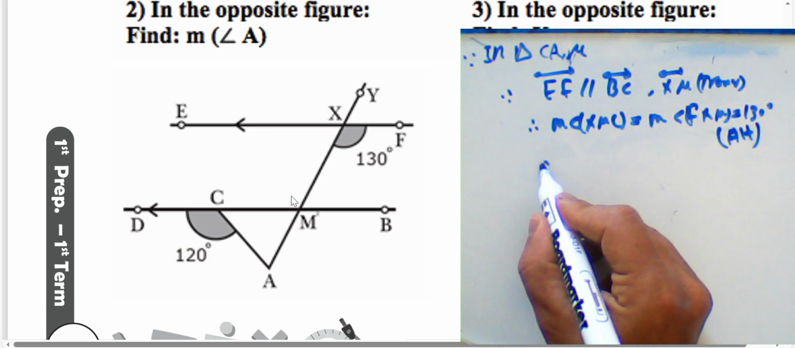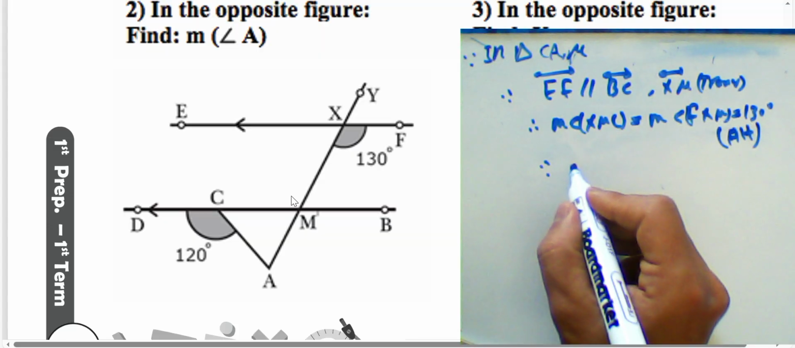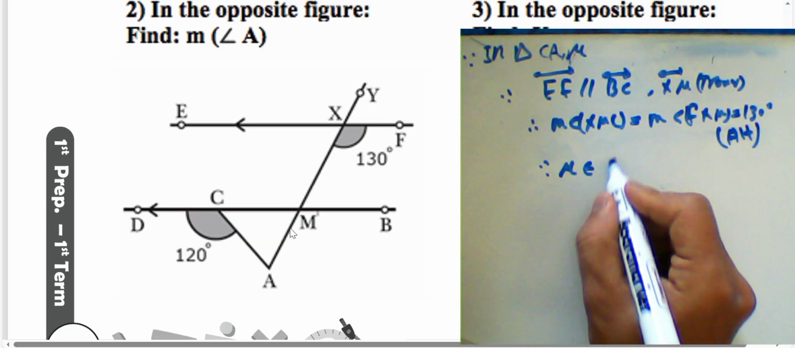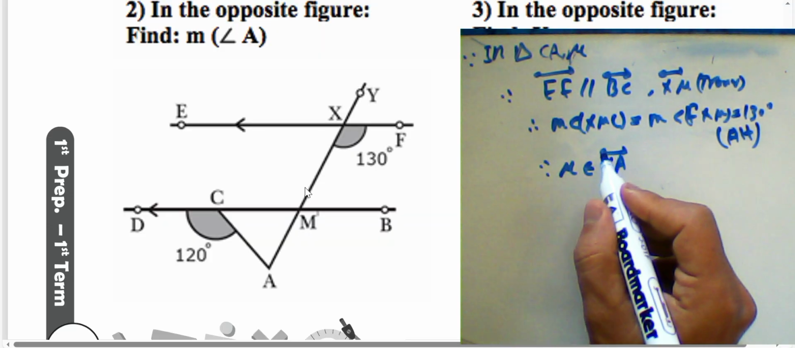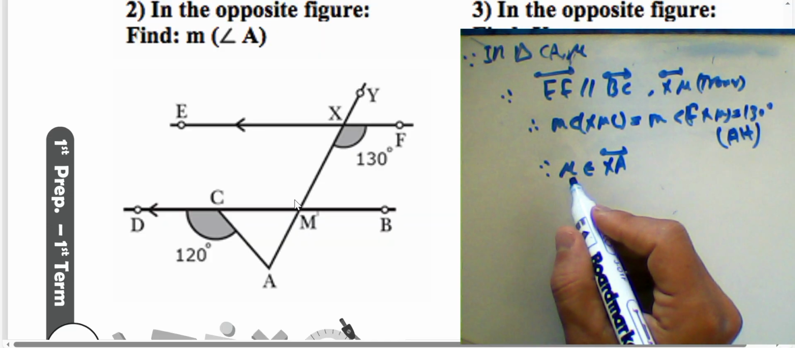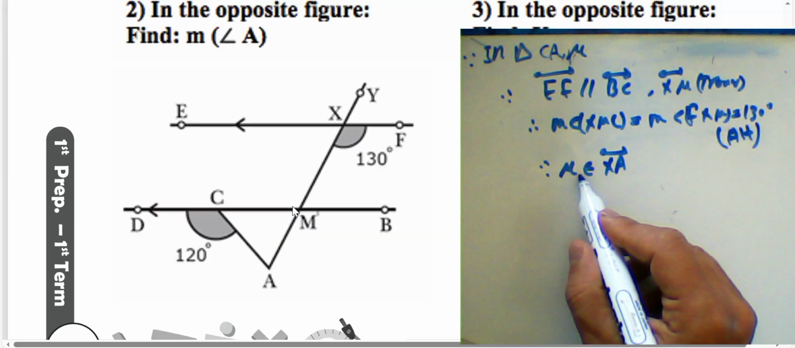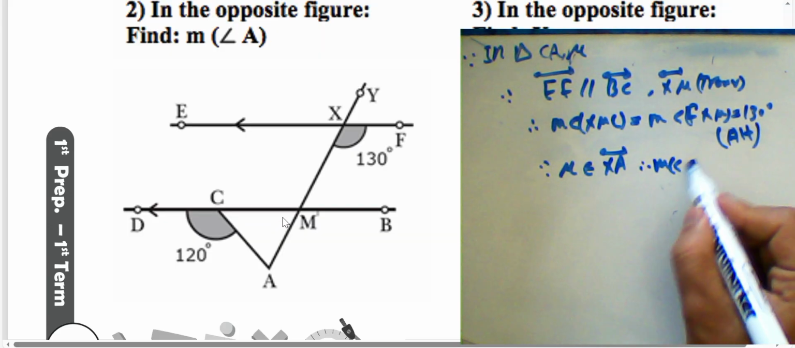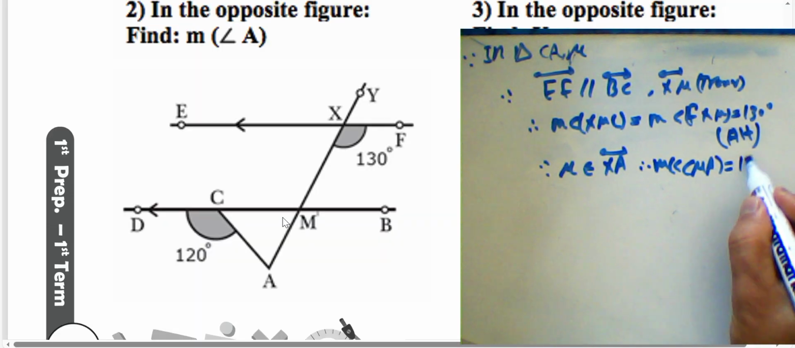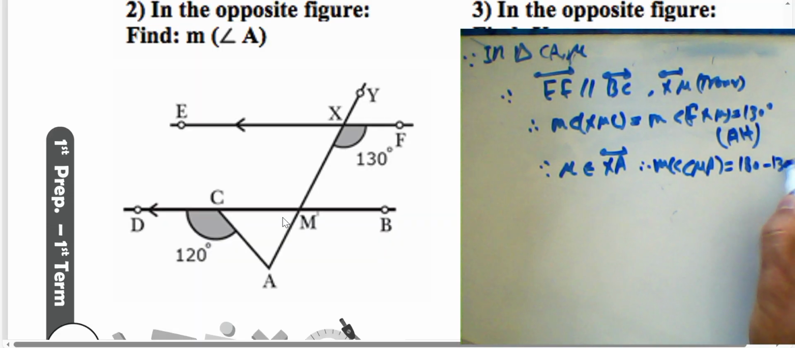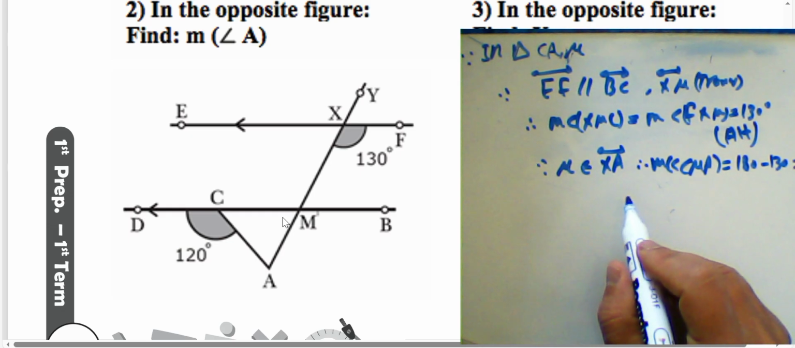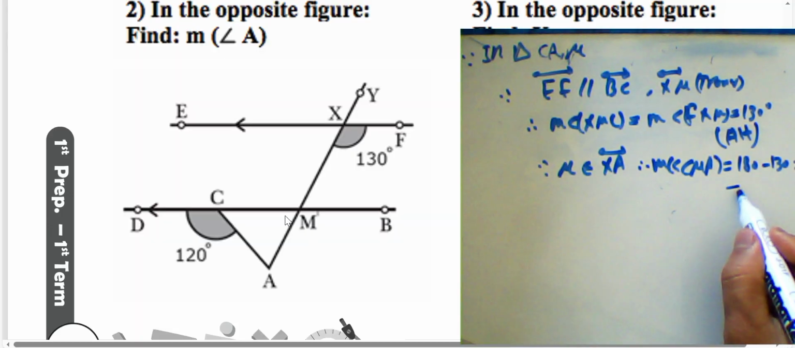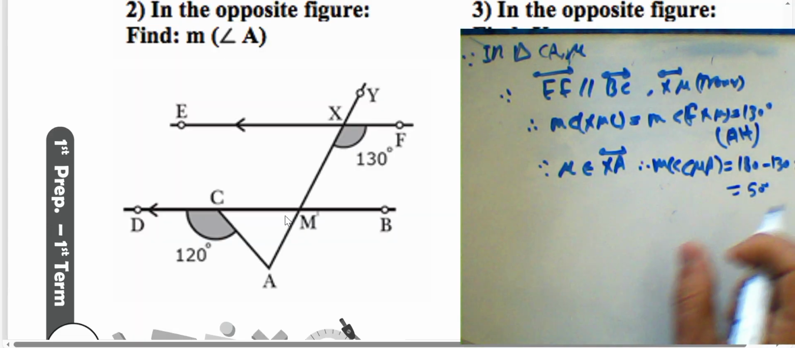Then we have also M belonging to, such that M here was belonging to straight line XA. It means the straight line here, the measure of this angle on a straight line equals 180. Belonging to XA, then the measure of angle CME equals 180 subtract 130 equals 50 degrees. Then the measure of angle here, CMA equals 50 degrees. Okay, that's the difference between them.